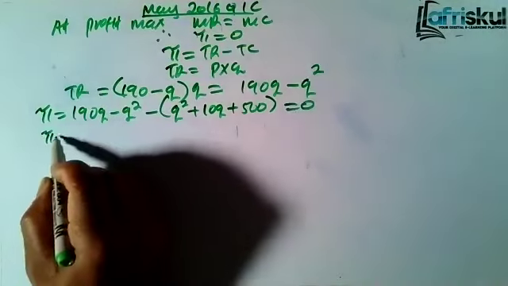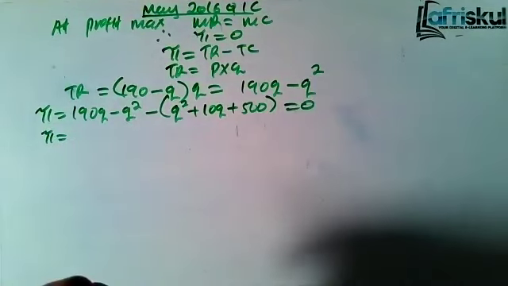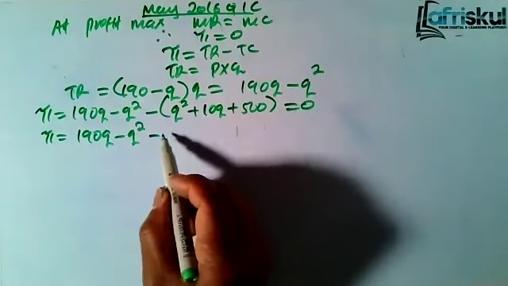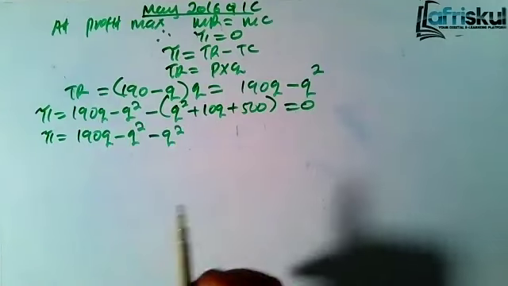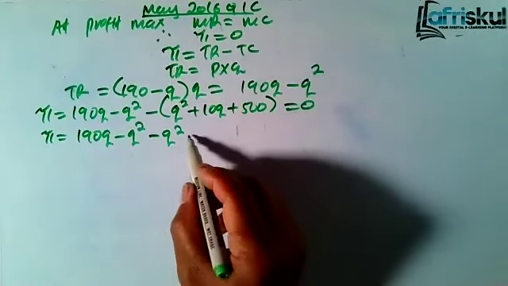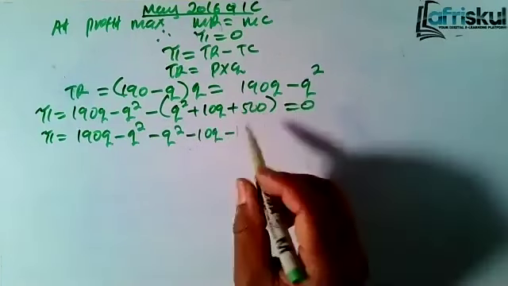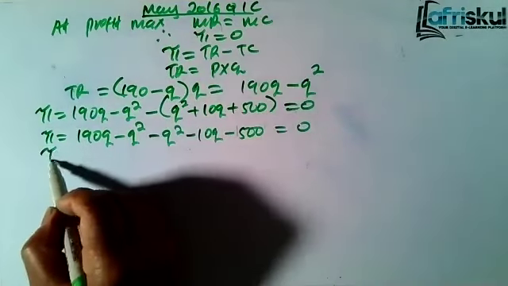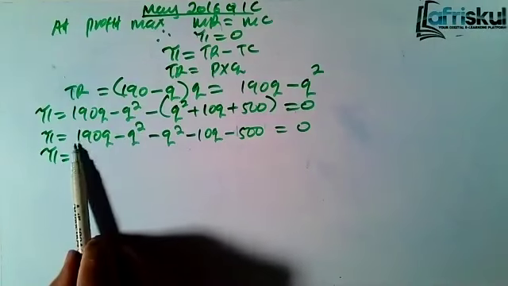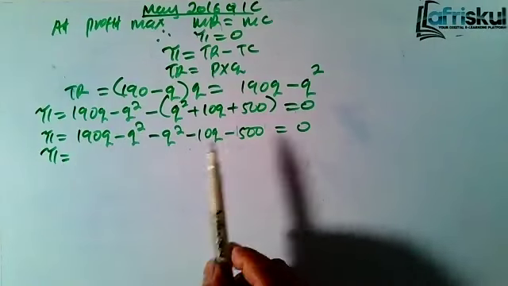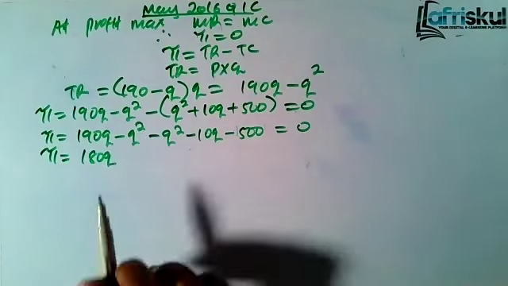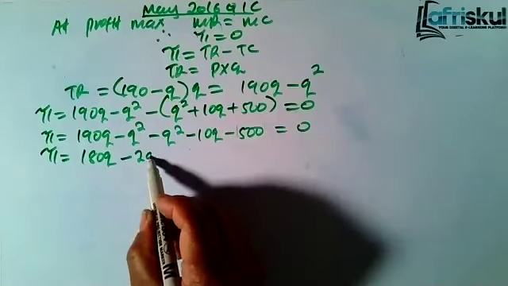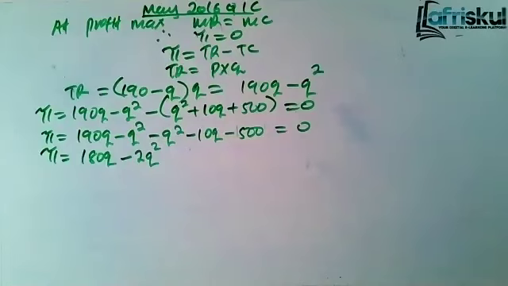Therefore, let's open the bracket. If you open the bracket, it will be 190Q minus Q squared minus Q squared. I hope you are there. Now, when you're opening the bracket, you change the sign. So it will be minus 10Q, and then minus 500 is equal to 0. When you open the bracket, you change the sign. Now, let's bring the like terms together. We have 190Q minus 10Q, so you get 180Q. Then we have minus Q squared minus Q squared. That means it will be minus 2Q squared.